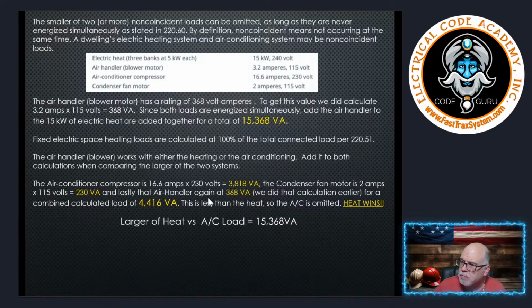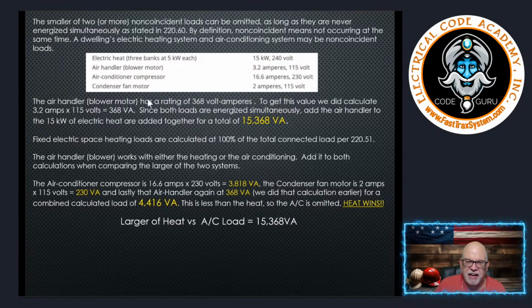All right? So let's look and see what we've got here. Now remember, we're going to be doing the 2023 edition of the NEC, so it's important. Pay attention. All right, so first thing we're going to do is we need to convert these things into VA. Well, let's do the heating first. The heating, we don't have to really do any conversion. It's already 15,000 watts, so we already got that. But that air handler is 3.2 amps at 115 volts. So we're going to convert that into a VA. We're going to take that 3.2 times 115, and that is 368.